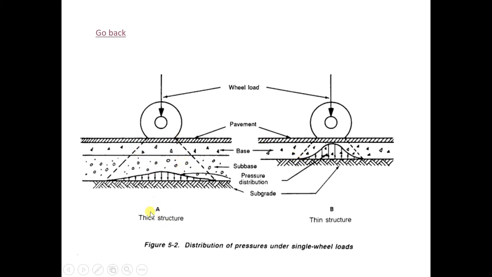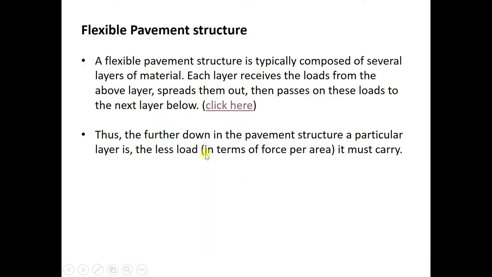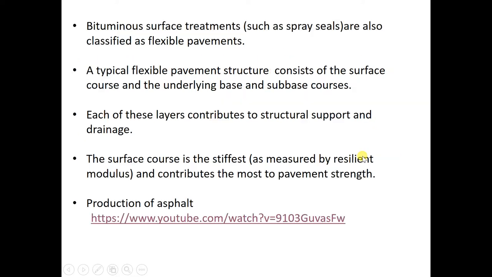A is a thick structure, B is a thin structure. So for a thick structure, the pressure or the stress on the subgrade will be smaller compared to the thinner structure. So further down the pavement structure, the less load in terms of force per area a particular layer must carry.